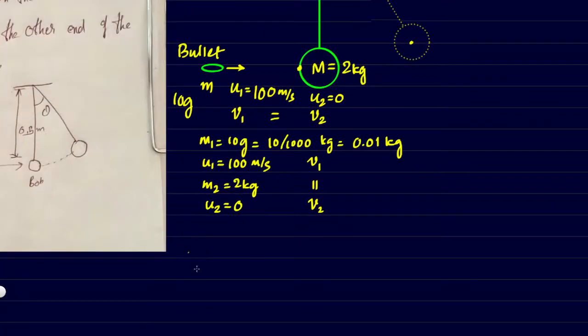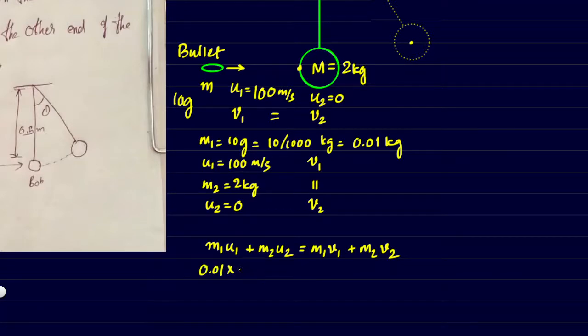The conservation of momentum principle tells us that m1 u1 plus m2 u2, which is the total momentum before collision, is equal to m1 v1 plus m2 v2, which is the total momentum after collision. The total momentum of any isolated system of bodies will remain constant. That's what the principle of conservation of momentum actually tells us. Let us substitute all the values that we know.